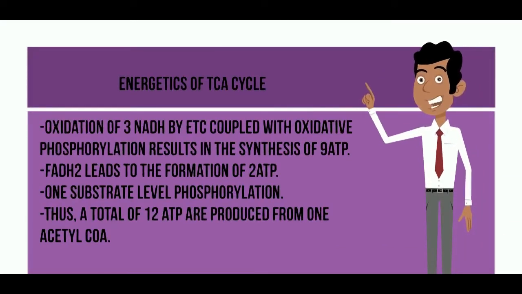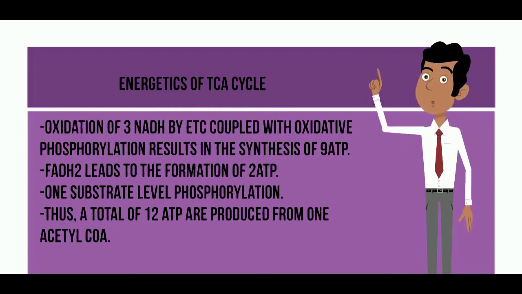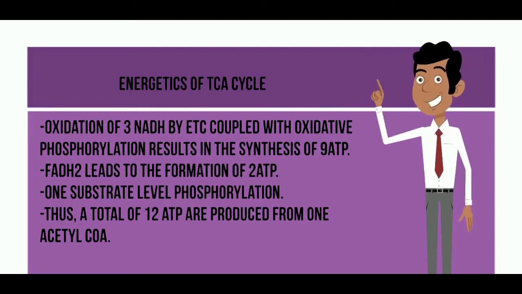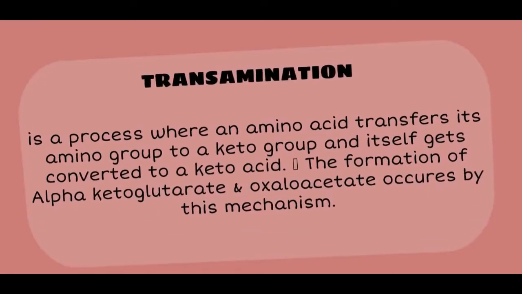Energetics of the TCA cycle. Oxidation of 3 NADH by the ETC coupled with oxidative phosphorylation results in the synthesis of 9 ATP. FADH2 leads to the formation of 2 ATP. Plus 1 substrate level phosphorylation. Thus, a total of 12 ATP are produced from 1 acetyl-CoA.